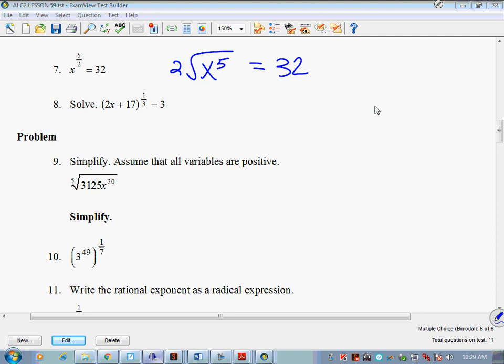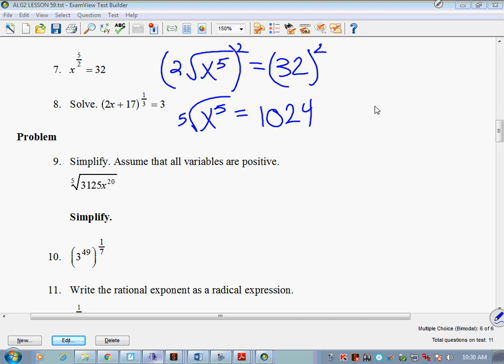Okay, how do I undo a root with an exponent? If I square all of that, what I'm going to get is x to the 5th equals 32 squared. Well, what is 32 squared? It's probably a pretty big number. It's 1024. All right, and how do I undo the 5th? 5th root it. So x equals the 5th root of 1024.